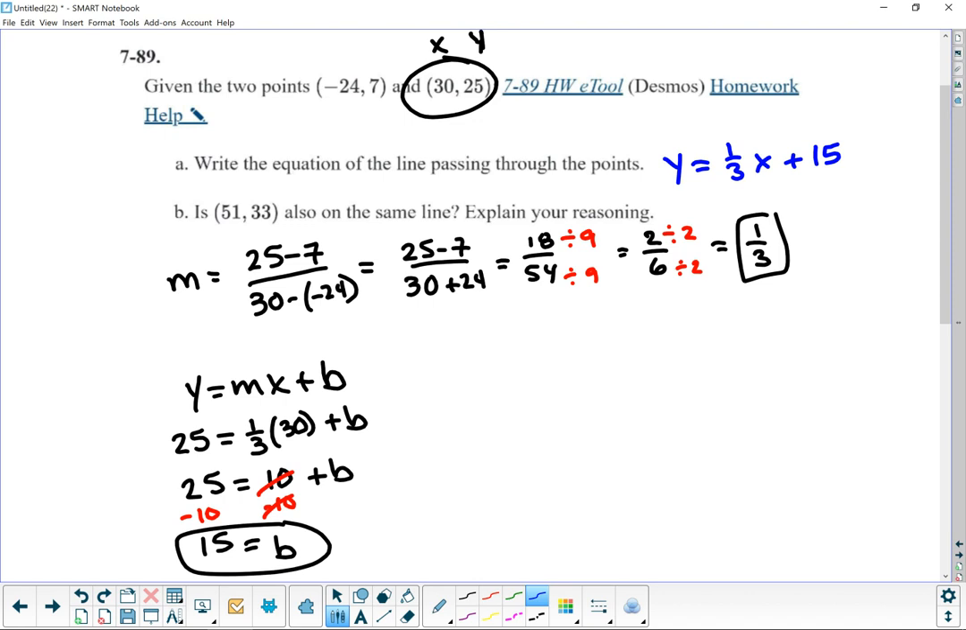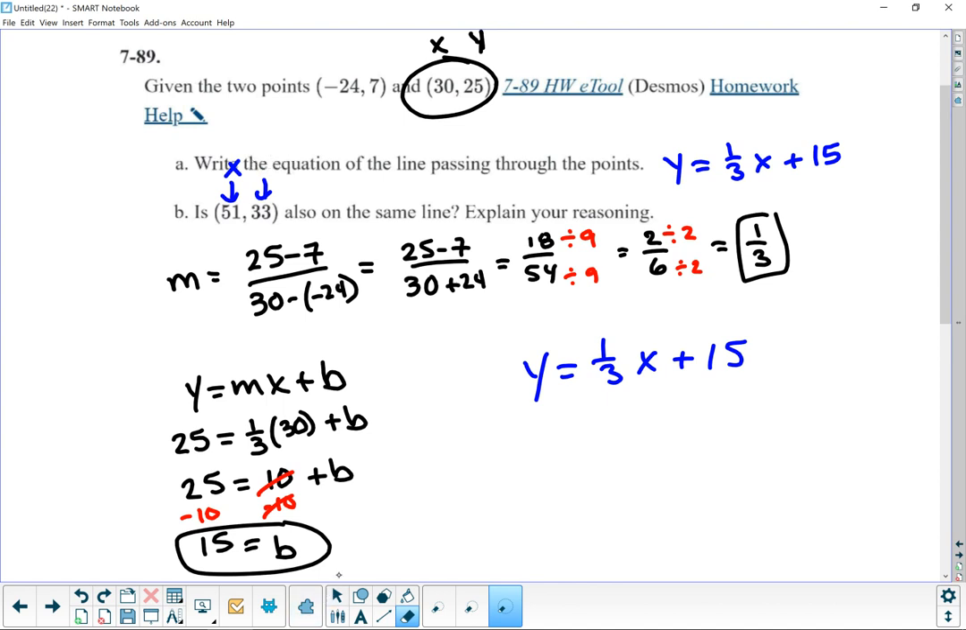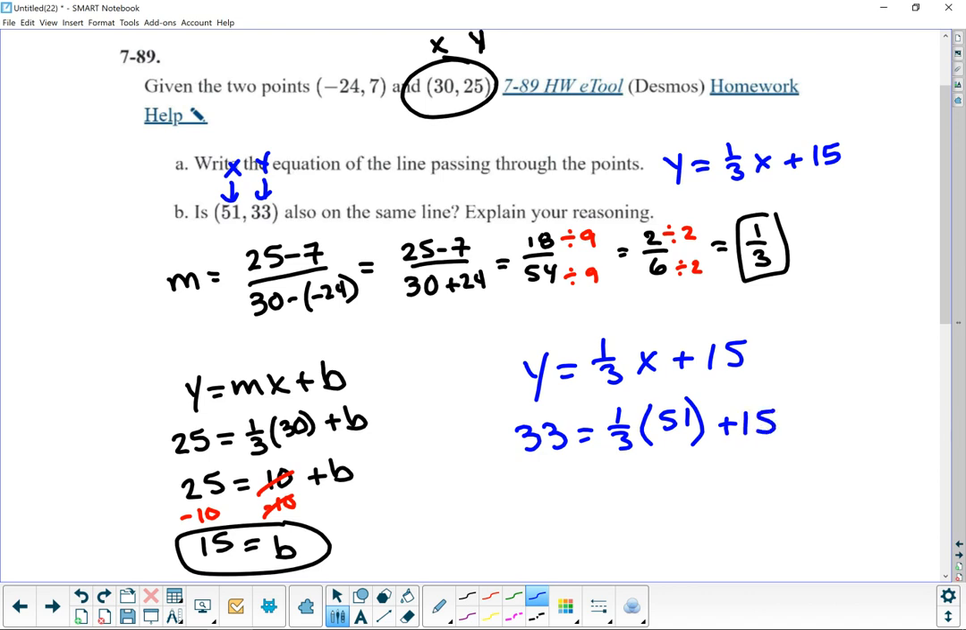Second part says, hey, is 51 and 33 also on the same line, right? And explain it. So y equals 1/3 x plus 15. We're going to put the x as 51 and the y as 33. That's the y. And if that comes out to be equal on both sides, then we know that it's on the same line. So again, we're going to put y as 33. So 33 equals 1/3. And then x, we're going to use 51 plus 15. And we're going to see if both sides equal out.